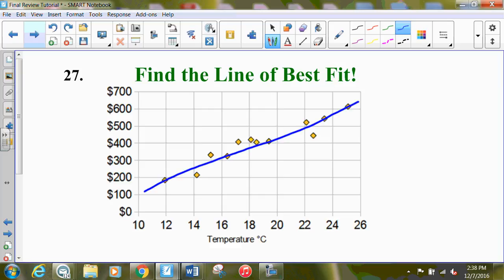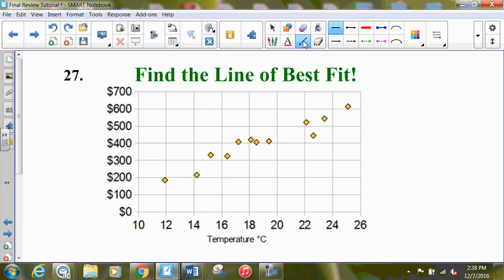Let's see. I'm going to try to get, okay, that's a stinky line, isn't it? Can I change my line? How about, no, that's even worse. All right, let's see. I'm going to use my straight line thing. If I start here, is that a decent line? Because I think I can get 2 corner points that way. It's not the best line of best fit, but it's okay.